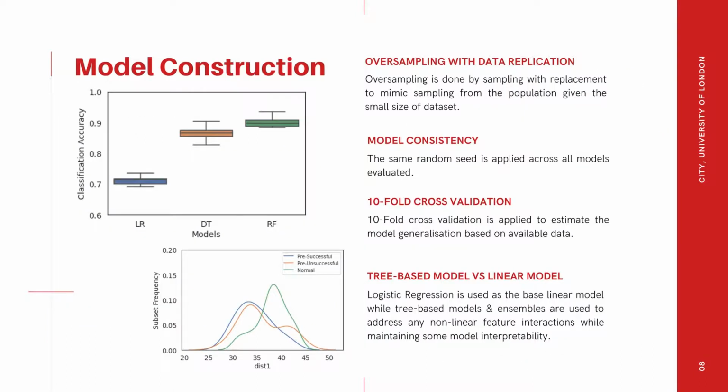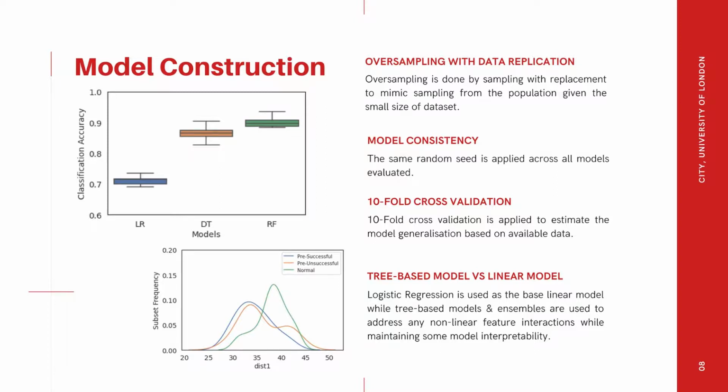During model construction, oversampling is applied given the very small dataset we have. For each class, sampling is conducted with replacement to mimic the sampling from a population, while the overall distribution of the 5 classes is maintained. To ensure a consistent comparison between models, the same random seed is applied during training and validation set split, as well as model training where applicable.